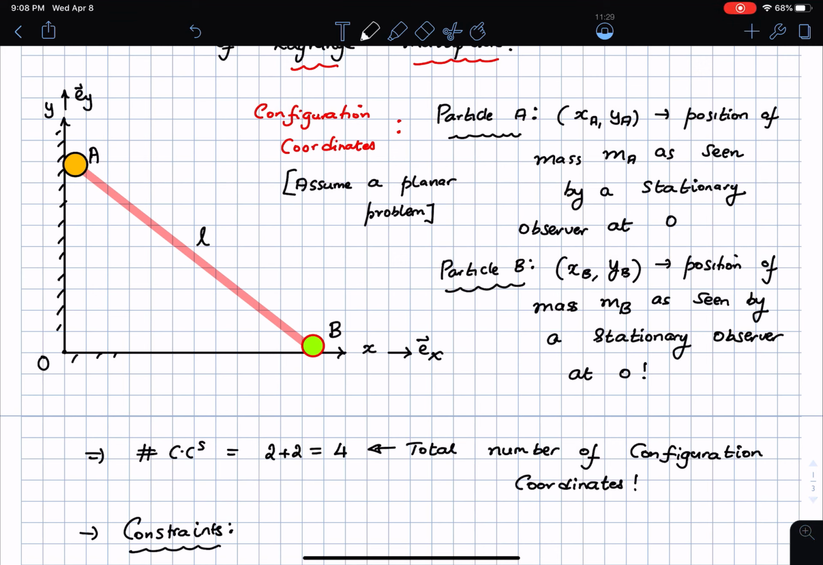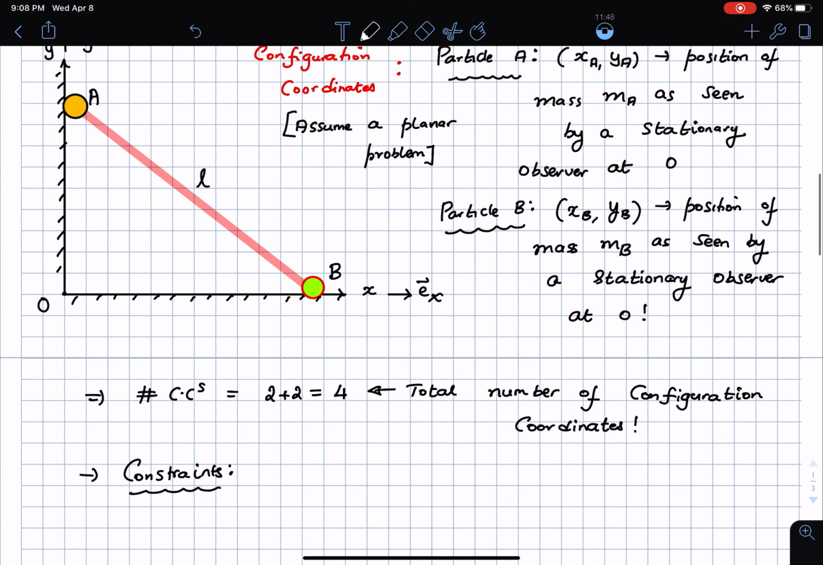This same problem can be made into a much more formidable problem by saying that the bar is no longer massless, it has a mass itself, which means that it has to be treated as a rigid body, so you're going to have rotational kinetic energy and so on. It is not a big deal, it just becomes a little messy. Okay, so here are the constraints.